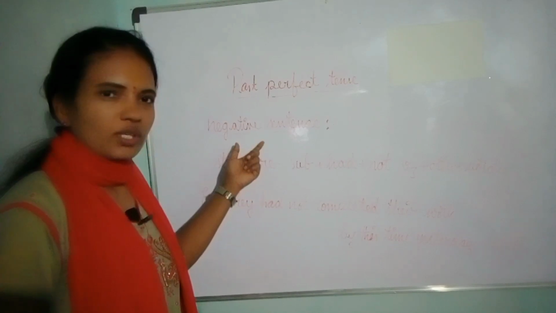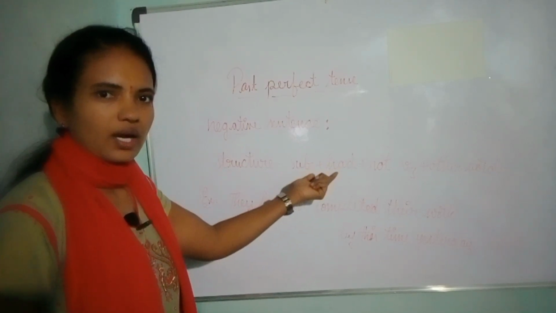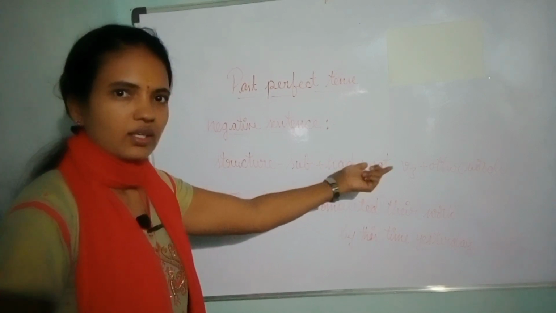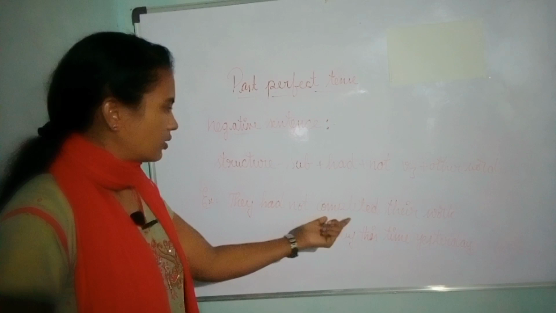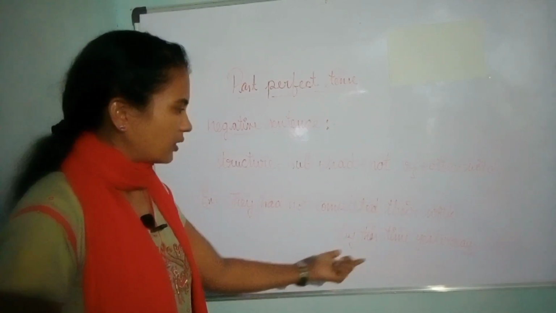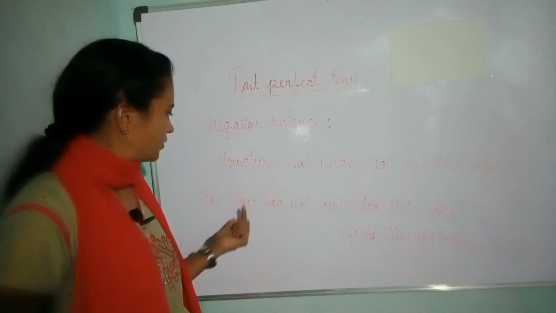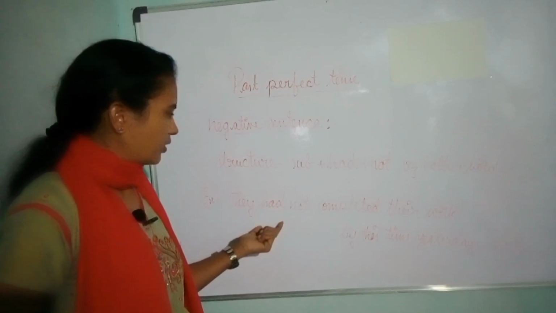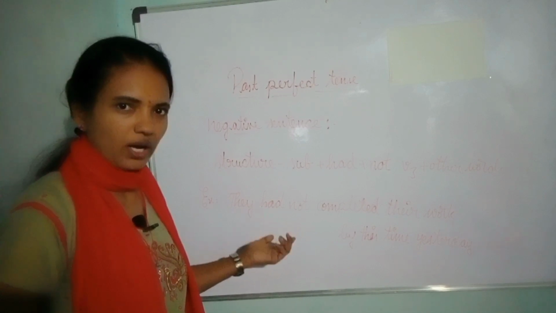So next, negative sentence. Structure: subject, had, not, V3 and other words. Let's see an example. They had not completed their work by this time yesterday. So see this, here subject there, but we have written had. So whatever subject it may be, we can write had.